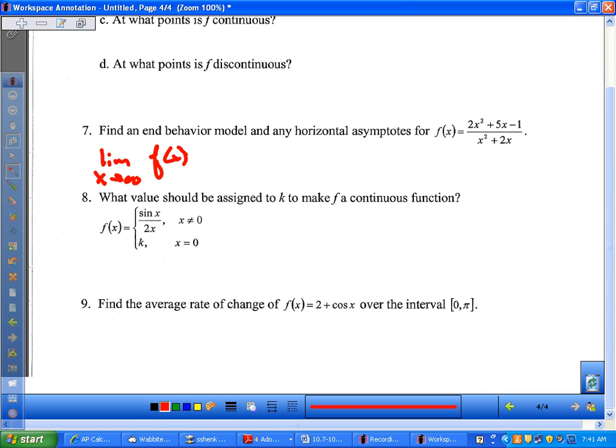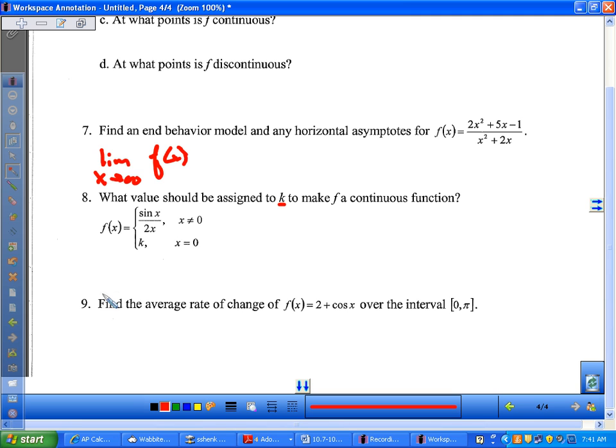We had a couple, like number 8 in a recent homework assignment. What value should we assign to k to make this continuous? So what we're worried about here is that x equals 0. We need to find the limit as x approaches 0 from the left-hand side and from the right-hand side, and see what that value of k needs to be to make it continuous. Okay.